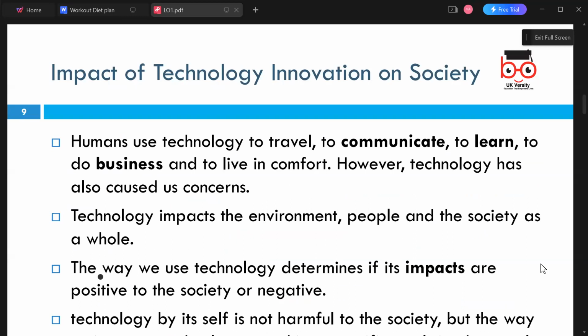So now we have to look into the impact of technology when it comes to innovation on society. I've explained that technology has changed the way we live. For instance, social media has changed the way we relate to each other. And there are other types of technologies which have changed the way we commute, the way we learn, and the way we do business. So technology has had a huge impact on society over the last decades.